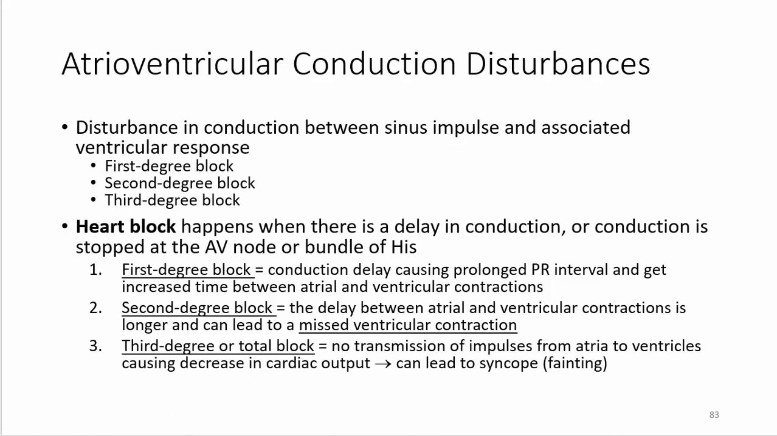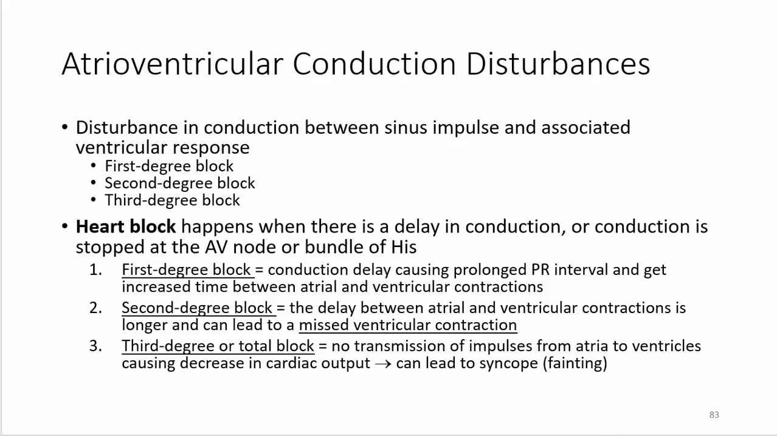A second degree block is when that gets even longer, and it can get to the length where you're going to miss ventricular contraction. Now, if the delay is so long that the atrium is ready to contract again and the atrium contracts again, you get another P wave before you get the QRS, and therefore T, and so you actually miss an entire ventricular contraction, and that's a second degree block.